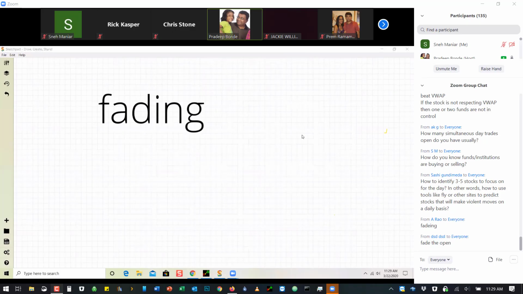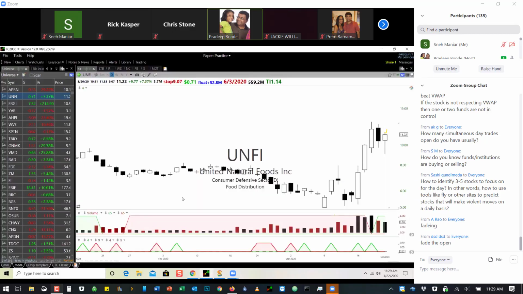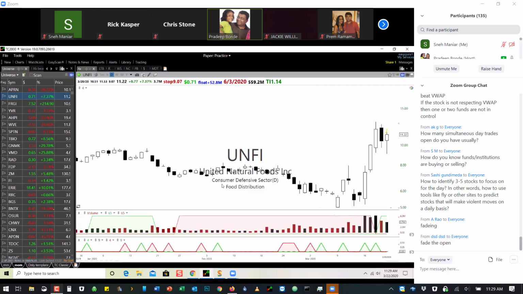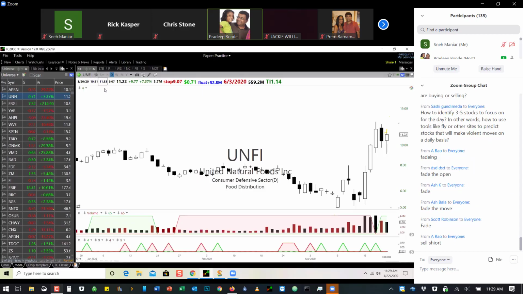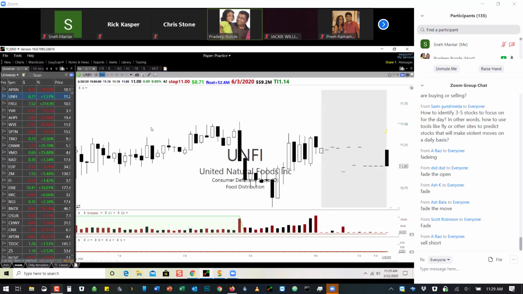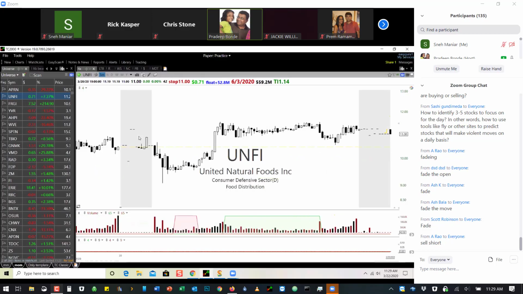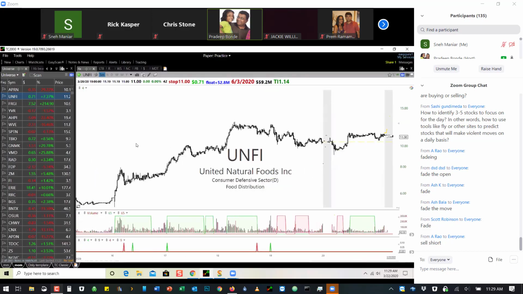So if you see something which is up in the first 10 minutes, what is the trade there? Fade that. Okay, fade the move. Obviously it is not going to be a big fade. Many times it may not be a big fade. It might be just like this. But that's how this thing works.